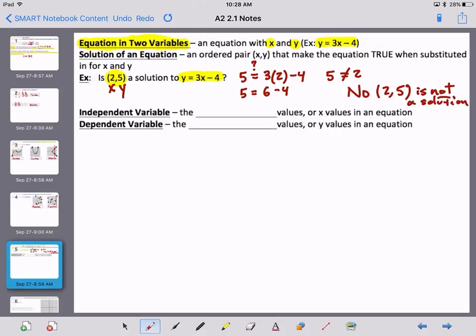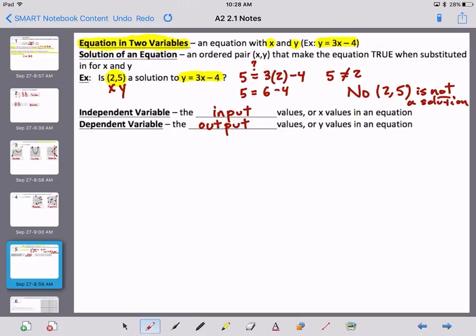One more thing that we will mention from time to time are these things called independent and dependent variables. The independent variable are your x values in an equation, which remember we called our input values. So independent is input and dependent is your y's, those are your output values.